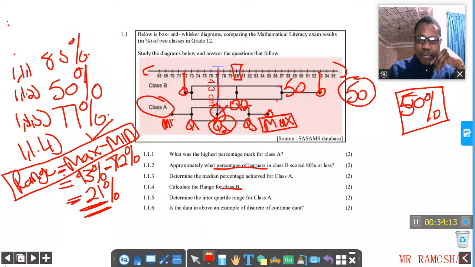Right, let's move on. We go to number 5. Number 5 says determine the interquartile range for class A. All right, simple thing. You go again. How do you determine your interquartile range?